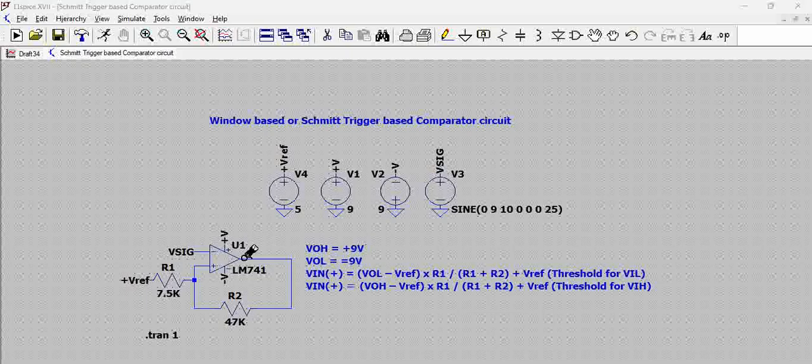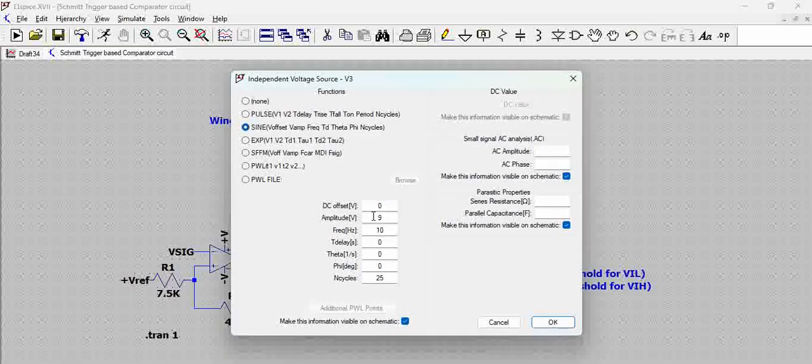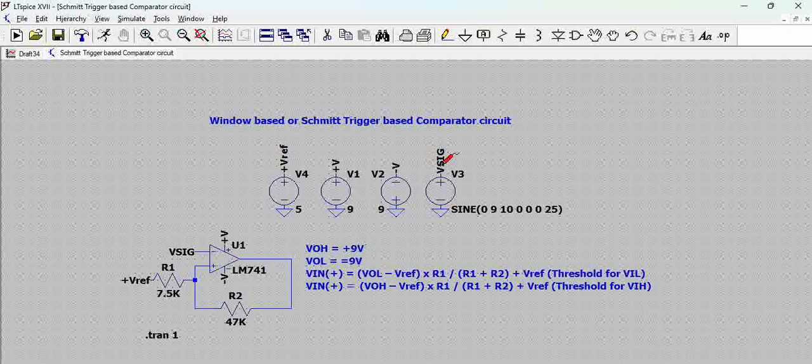So here we have used LM741. For this we have a dual supply, plus 9 volts and minus 9 volts, and we have a signal input. The signal input has a DC offset of 0 and an amplitude of 9 volts. It is transitioning at a frequency of 10 Hz, a very low frequency, enough for the circuit to operate, and we are giving 25 cycles. So that's the signal that is given as input.